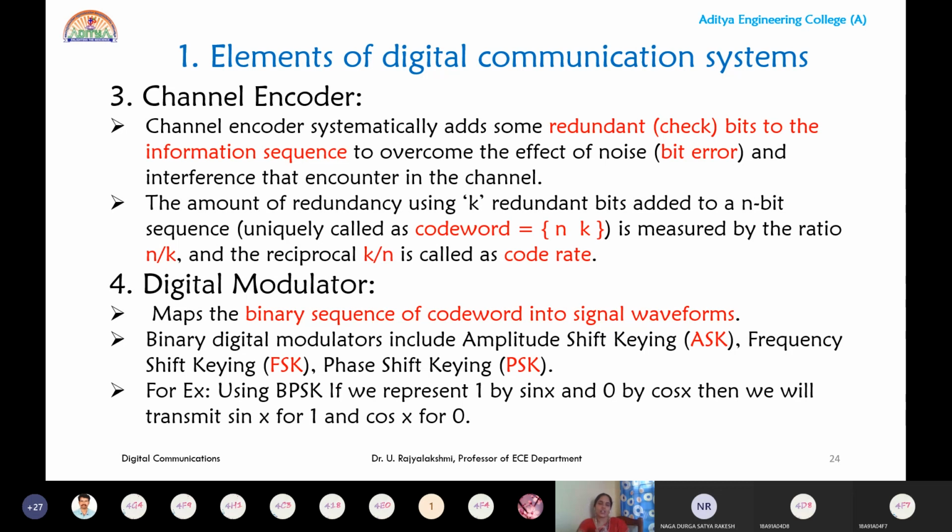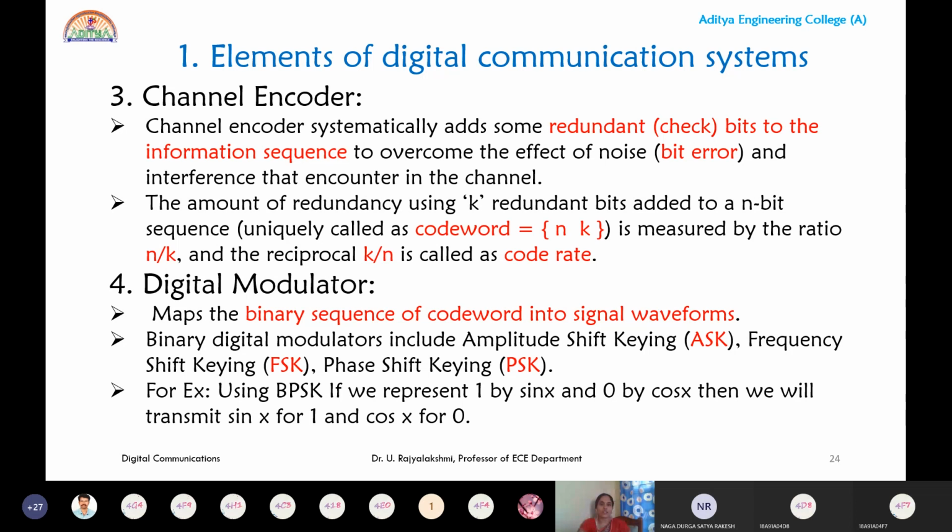Here you should note that the digital modulator converts the sequence of code words into signal waveforms. Now those signal waveforms will be applied to the transmitting antenna, and the transmitting antenna transmits the signal waveforms into the channel or into the atmosphere. Now in the channel, noise may disturb our signal, so our signal will get corrupted by noise.